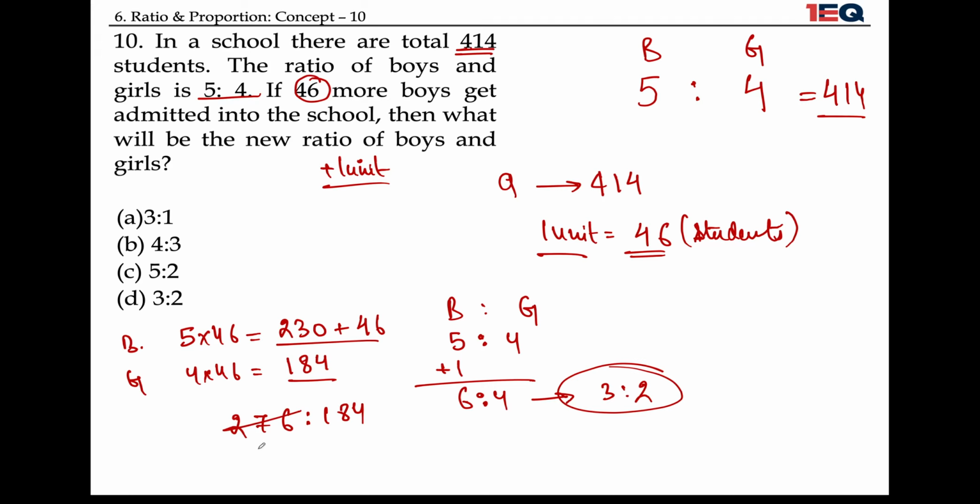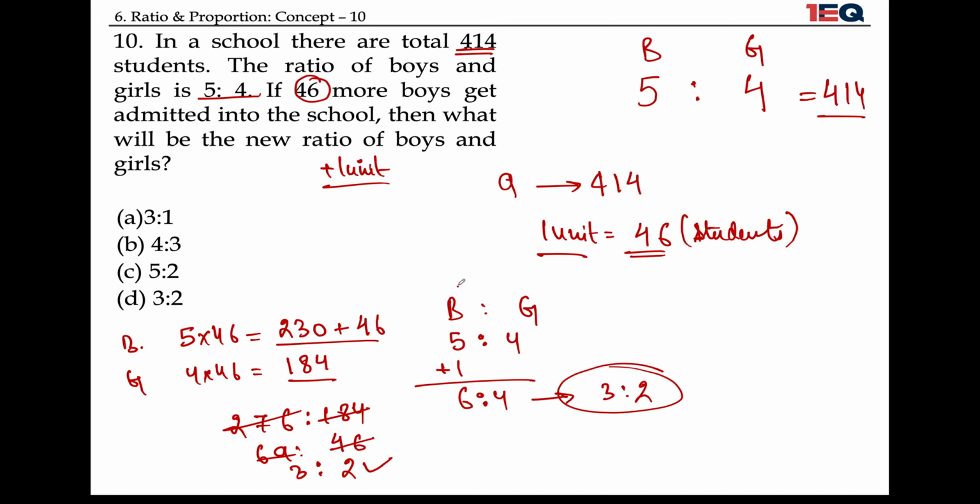4 sixes are 24, 4 nines are 36, 4 fours are 16, and 4 sixes are 24. Another time, 23 twos and 23 threes. So 3 is to 2. We're back to the same ratio, the same ratio where we started.